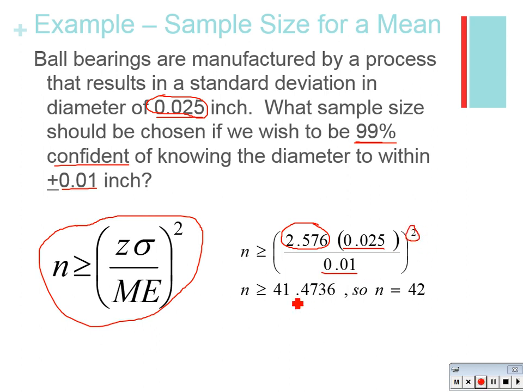And when I do that, I get a value that's roughly 41.4736. Once again, make sure you round that number up. So I would need a minimum sample size of 42 in order to have a 99% confidence interval that had a margin of error of 0.01.